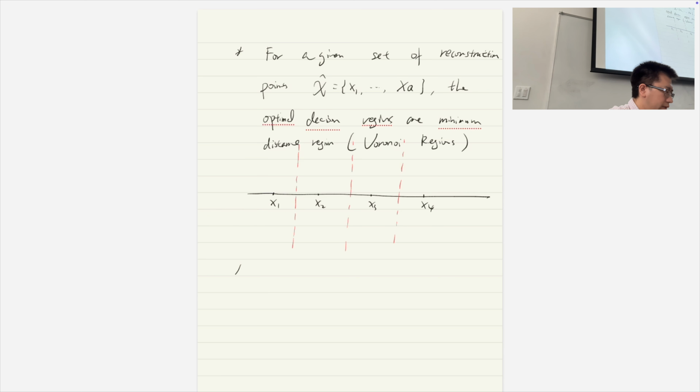Now let's say the regions are fixed. The decision regions, let me write down: we have I1 to IQ. Can you tell me how to determine the optimal xq's? Think about that.